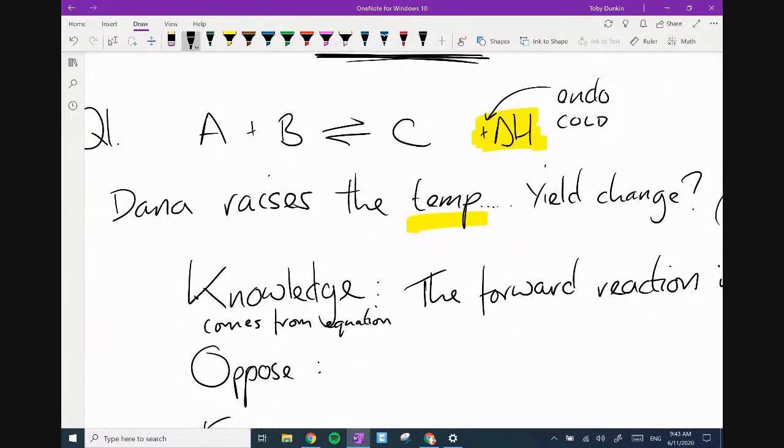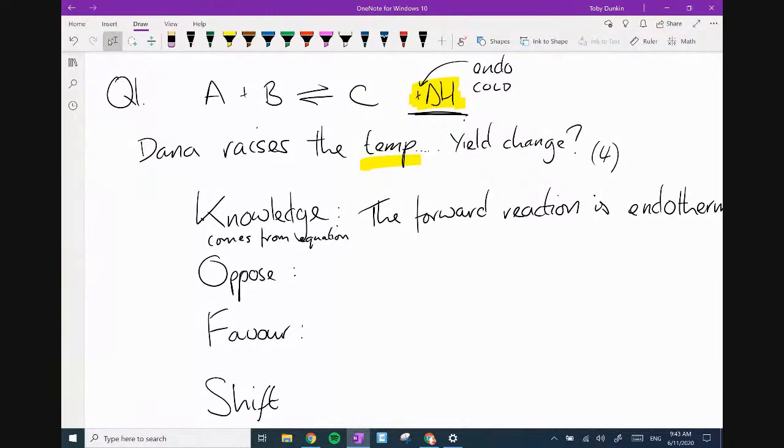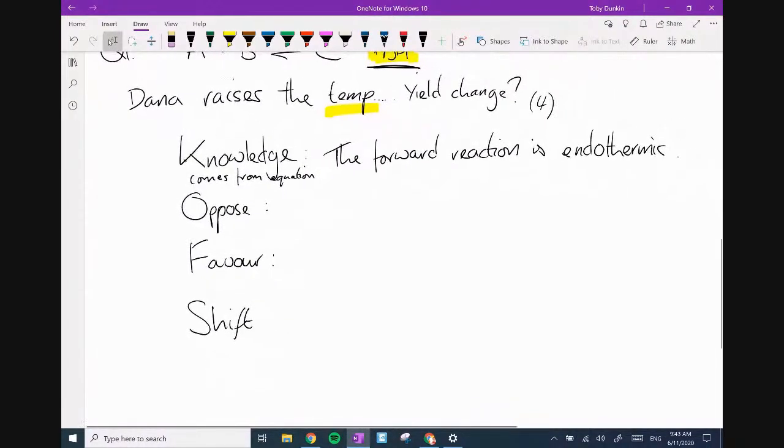Now, people often ask, how do you know that's the forward reaction? The answer is they always tell you about the forward. Why would they tell you about the backward reaction? Chemists are trying to make stuff, so the only reaction they ever tell you about is the forward. So well done, Donna, for getting the first mark. Spot on. Knowledge: the forward reaction is endothermic.